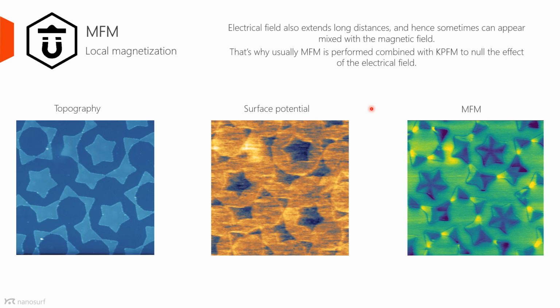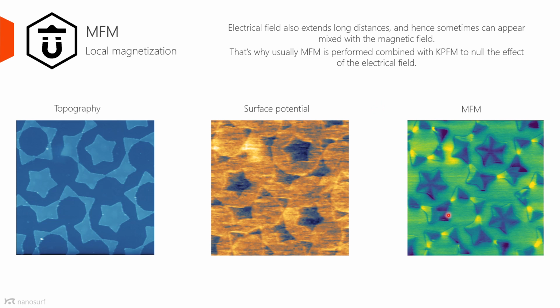I have to add that MFM is a technique that is very prone to artifacts. For instance, the most common one is scanning too far away or too close to the surface. In those cases, the surface topography appears convoluted with MFM. The second most common artifact is due to interaction between the magnetization of the sample and the magnetization of the tip. And here in this image, we can see two clear examples of that.